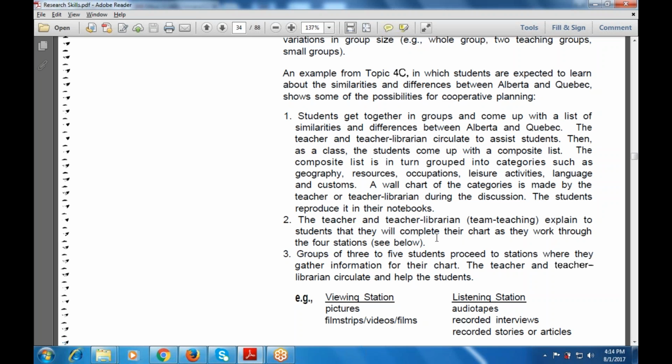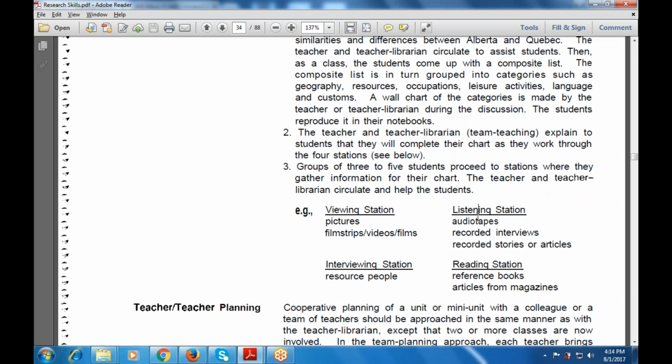Then the second point is that the teacher and the teacher librarian explain to students that they will complete their chart as they work through the 4 stations shown below. Groups of 3 to 4 students proceed to stations where they gather the information for their chart. The teacher and the teacher librarian also circulate and help the students. The viewing station has pictures, film strips, videos, films; the listening station has audio tapes, recorded interviews, recorded stories or articles.